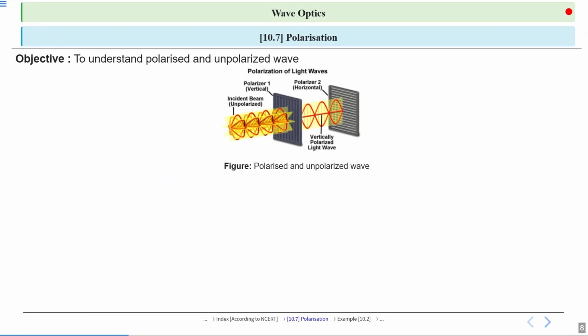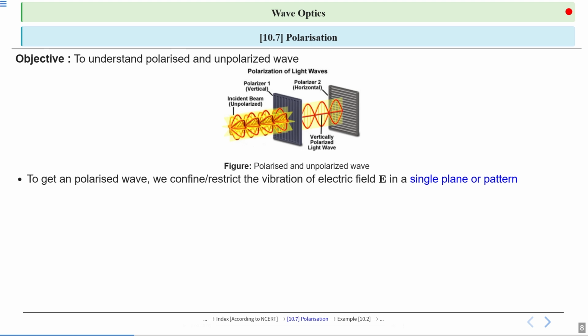Now we will discuss unpolarized waves and the differences between polarized and unpolarized waves. Our objective is to understand the difference between these two types of waves. So let's focus on the polarized wave. To achieve a polarized wave, we need to confine or restrict the vibration of the electric field to a single plane or pattern. This means that the wave's electric field is oriented in one specific direction. Imagine a wave moving through a narrow slit, allowing only vibrations in one direction to pass through.